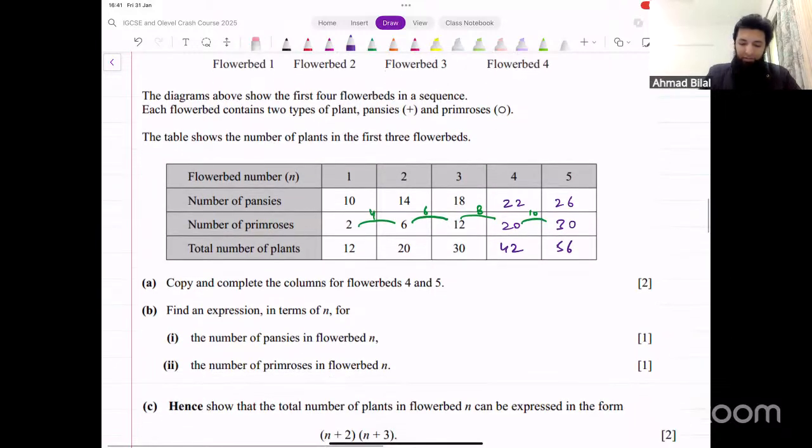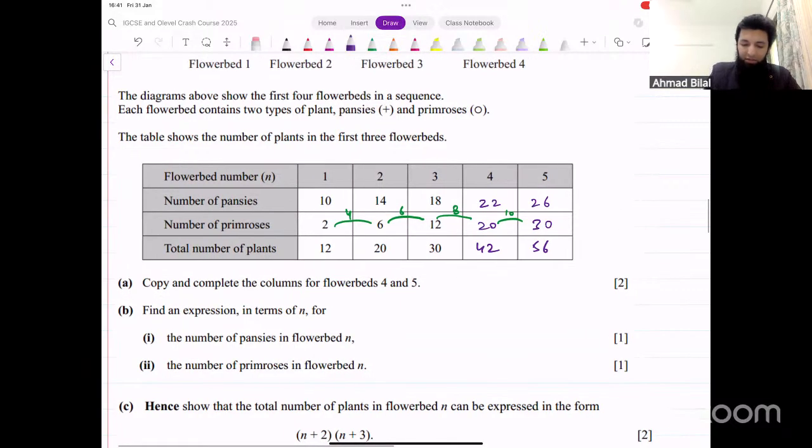Now they're saying, find an expression in terms of n for the number of pansies in flower bed n. So basically the nth term formula for the first row. That's what we're looking for. If it's the nth diagram, what will be the nth term formula for this? How do you figure that out?